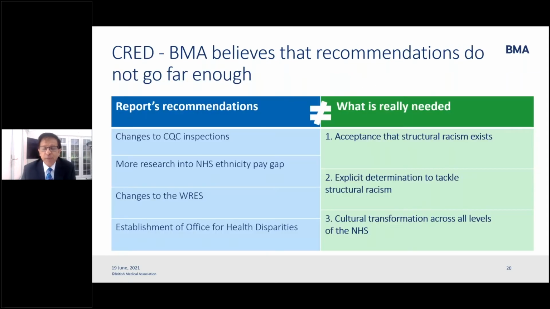So in the CRED report, as Sir Michael said, there are some recommendations that make sense, but those recommendations, in the BMA's view, are process recommendations. They don't go far enough, because what you really need is upfront to start and say that structural racism exists in our NHS. You then need to say, we're going to do something about it. And you need to make sure that all levels of our system acknowledge and are determined to act. And that starts actually from the government.